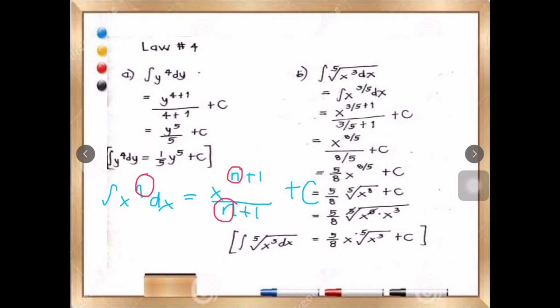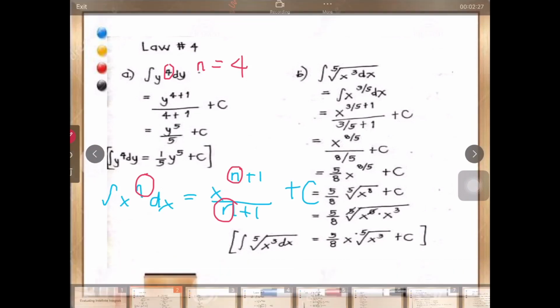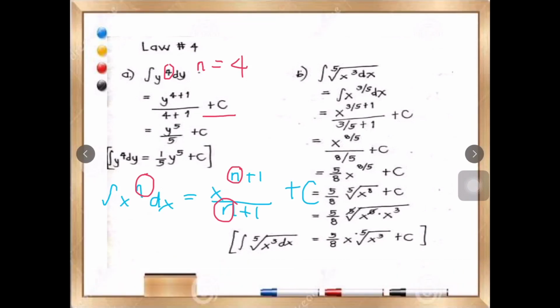Okay, applying this in our example, if we integrate y raised to 4 dy, 4 is our exponent, so our n is equal to 4. So, y raised to 4 plus 1 over 4 plus 1, plus our arbitrary constant c. By simplifying, 4 plus 1 is equal to 5. So, we will get the integral of y^4 dy is equal to 1/5 y to the 5th plus our arbitrary constant c.